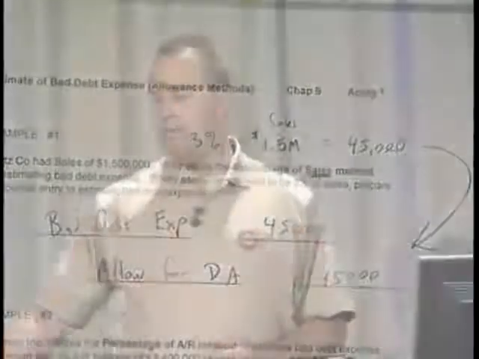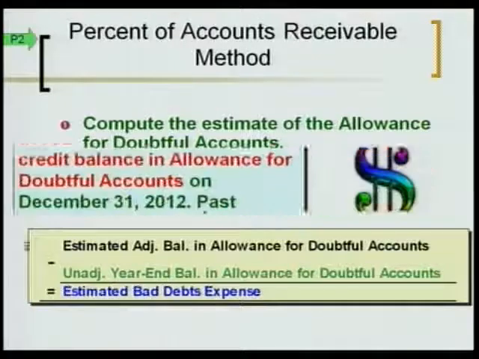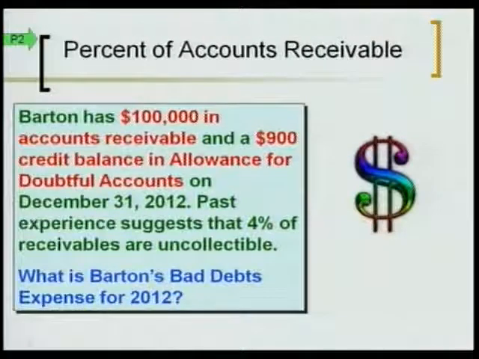Now, let's go back and learn another method. Okay? The next method is the percentage of accounts receivable method. And I think this slide right here is very confusing, okay? I don't like this slide. So let's not focus on it. Let's look at an example. The best way to learn this is to just do an example, okay? So let's do an example.